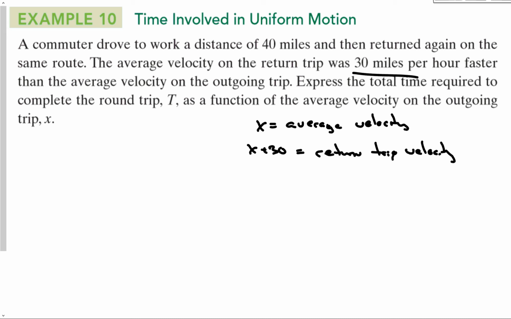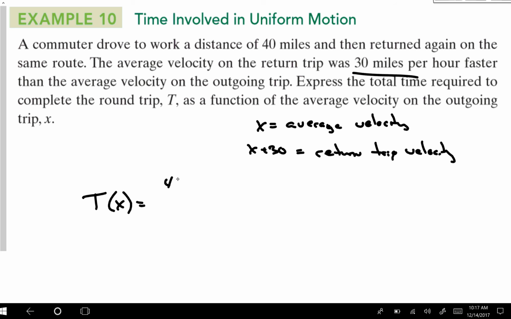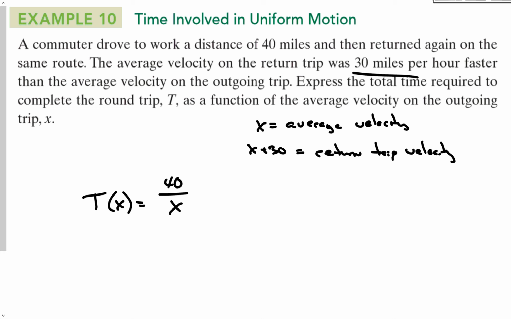Okay, so if I want to make the total time function, I would say t of x equals, well, the total time it takes is going to be the time it takes to get there plus the time it takes to get back. So we're going to go 40 miles divided by my velocity, x, plus probably going to be the same amount back, 40 miles over x plus 30. And there is my function.